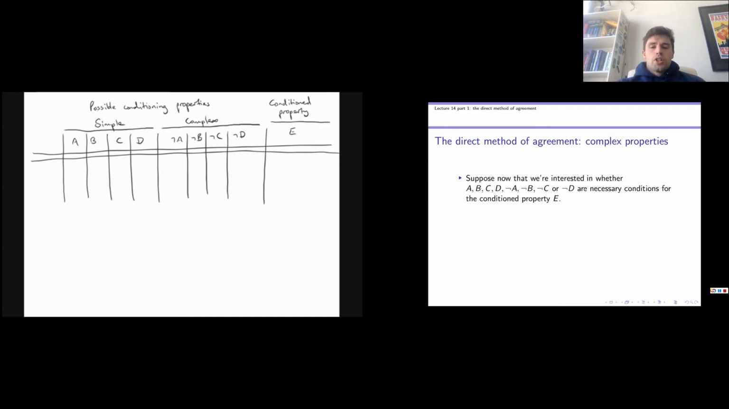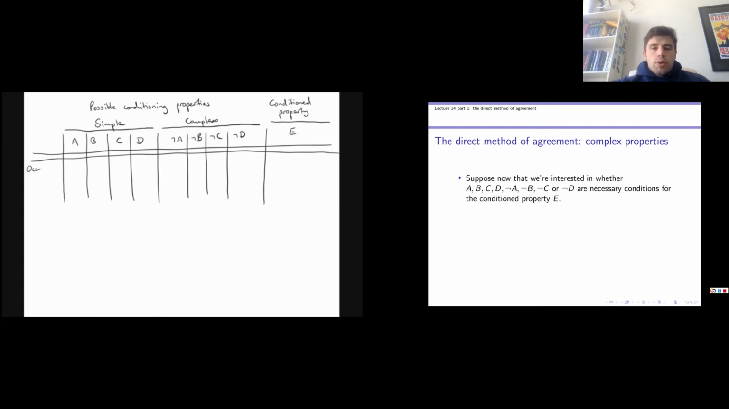Now in a typical question, I might give you the presence table for the simple possible conditioning properties and for the conditioned property, E. And using what we know from presence tables, it will be your job to fill in the rest of the table and then to use the whole table to apply what is in this case the direct method of agreement. So if we look at what we've got, from presence tables, we know that the negation of a property is present just in case that property is absent.